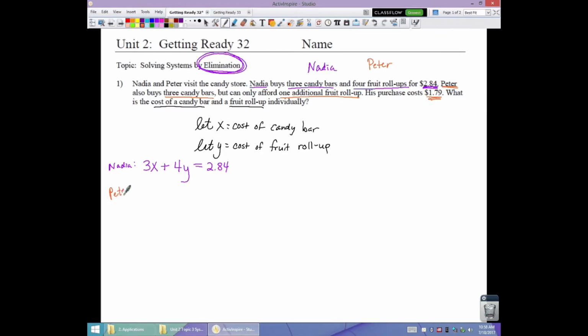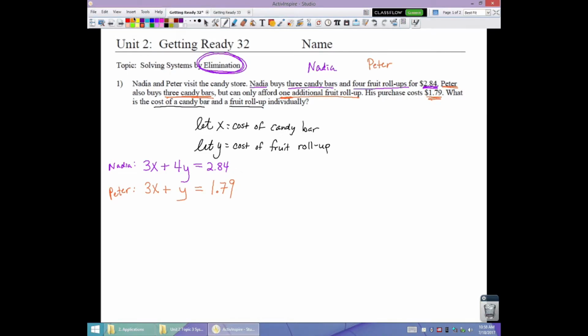Now we'll do exactly the same thing for Peter. He also bought 3 candy bars, so he also spent 3x for candy bars. But he could only afford 1 fruit roll-up, so he had just 1y, or just y. And his total was $1.79.